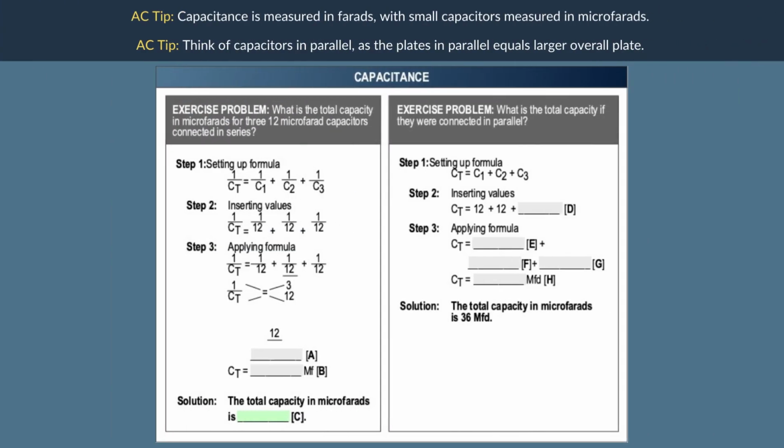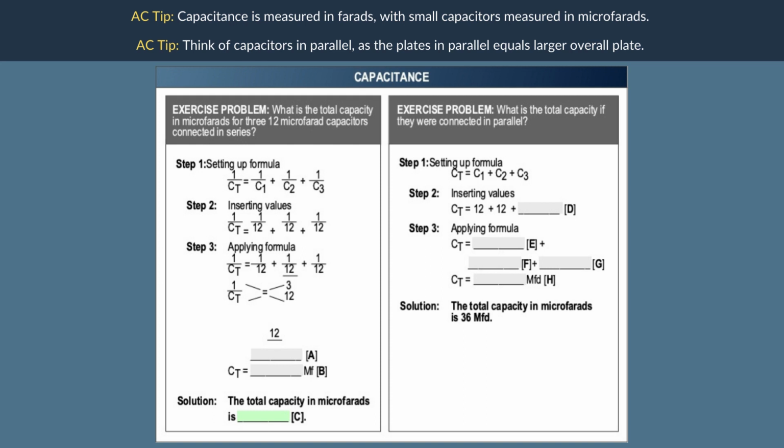In the illustration, what is the total capacity in microfarads for 3 12 microfarad capacitors connected in series? In step 1, setting up formula, 1 divided by Ct equals 1 divided by C1 plus 1 divided by C2 plus 1 divided by C3. In step 2, inserting values, 1 divided by Ct equals 1 divided by 12 plus 1 divided by 12 plus 1 divided by 12. In step 3, applying formula, 1 divided by Ct equals 3 divided by 12, which equals 1/4, so Ct equals 4. Therefore, the total capacity in microfarads is 4.